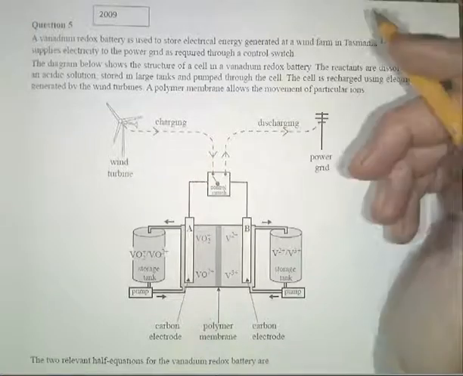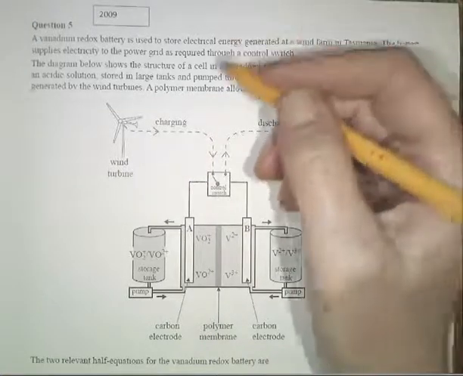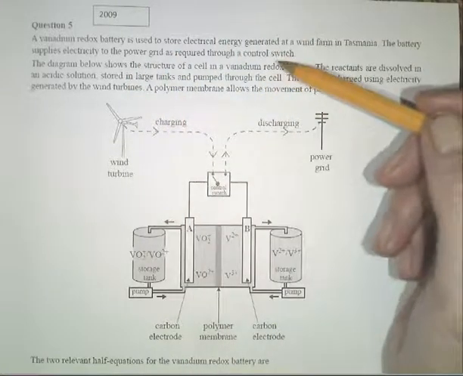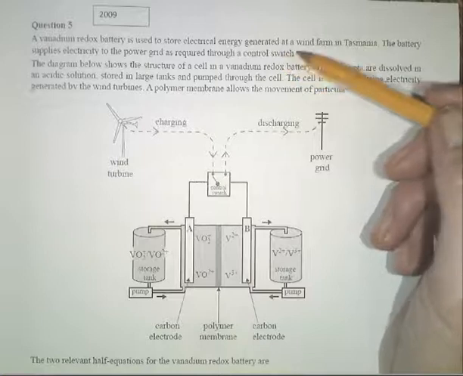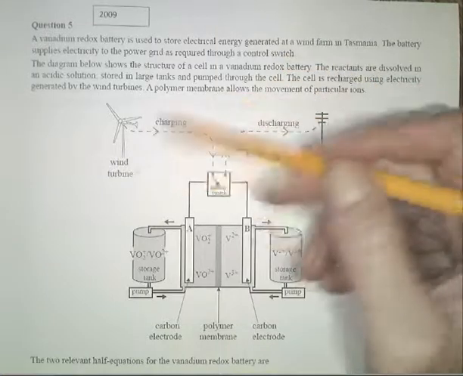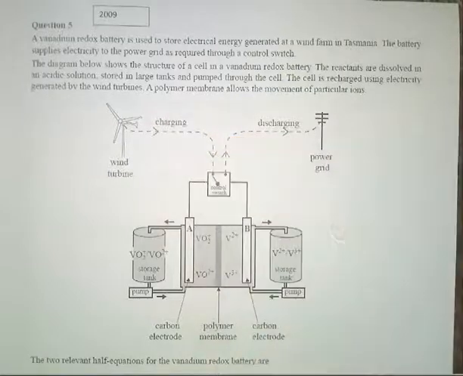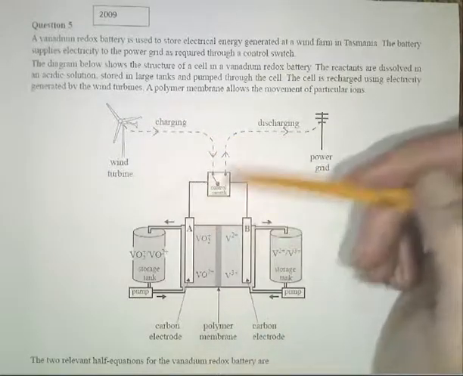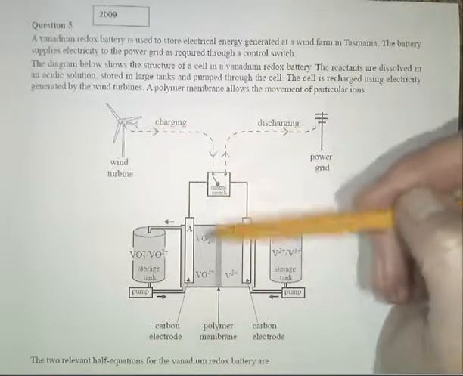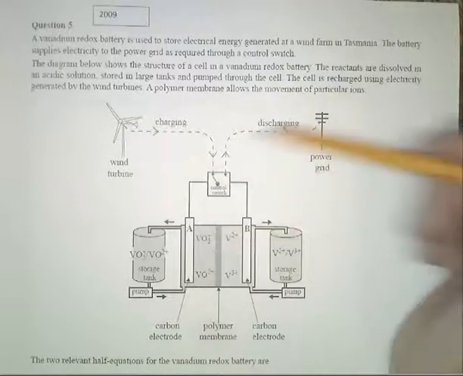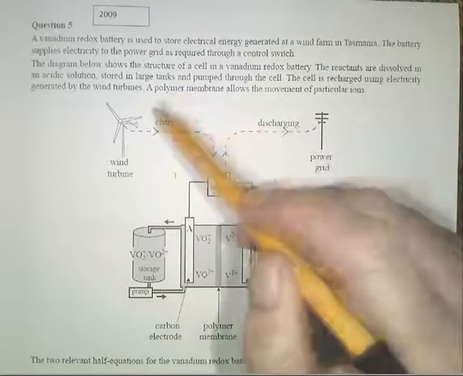Okay, the 2009 question 5 exam. So a vanadium redox battery is used to store electrical energy generated at a wind farm in Tasmania. The battery supplies electricity to the power grid as required through a control switch. So it's recharged with the wind turbine, and then it's discharged to power the grid.